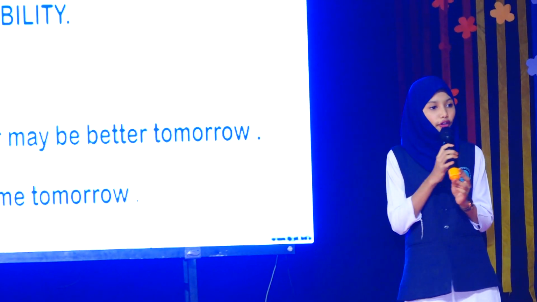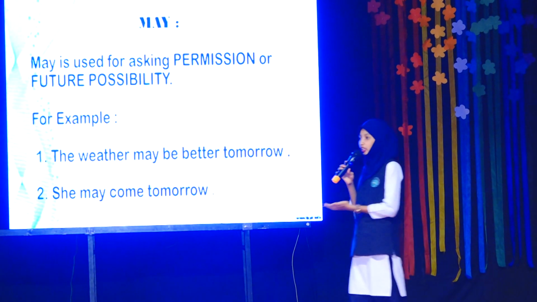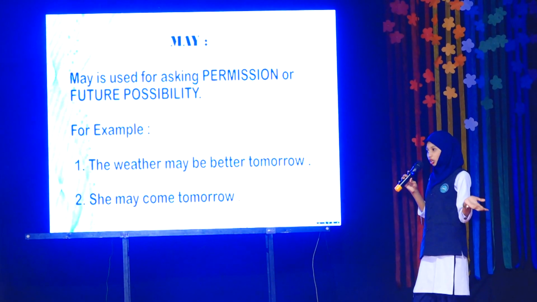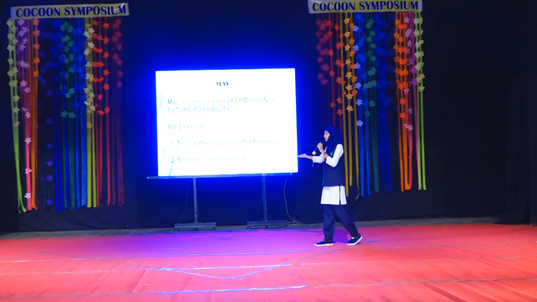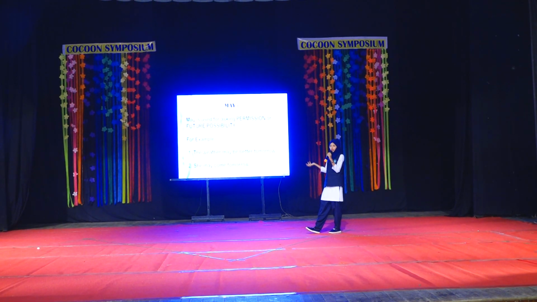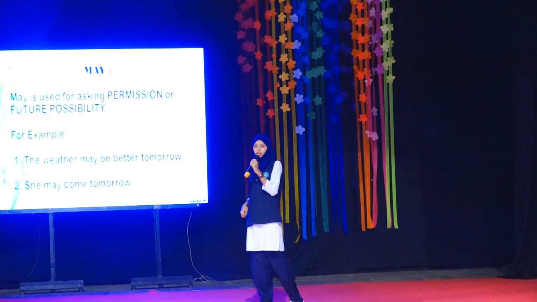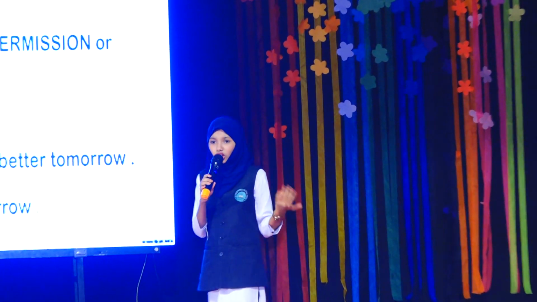Next, we will learn about may. May is used for asking permission or future possibility. Let me give you an example. The weather may be better tomorrow. You are able to see in this sentence, may is the modal verb. Why? Because may is used for making future possibility. In this sentence, I don't know what the weather will be tomorrow. It may be cloudy or rainy. I am just predicting here that the weather may be better. That's the reason I am using may in my sentence.